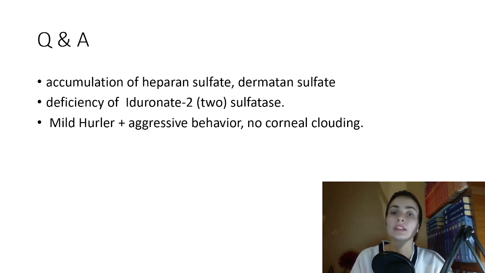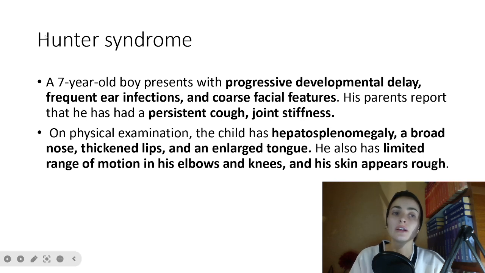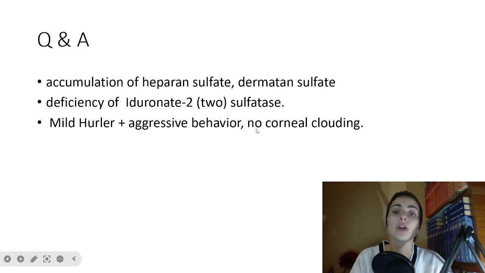Now you can imagine Hunter, we can remember it that hunters need their eyesight, they need their eyes to see. So these people do not have corneal clouding. Okay, this is the mnemonic, a way we can remember which one has corneal clouding and which one has no corneal clouding.